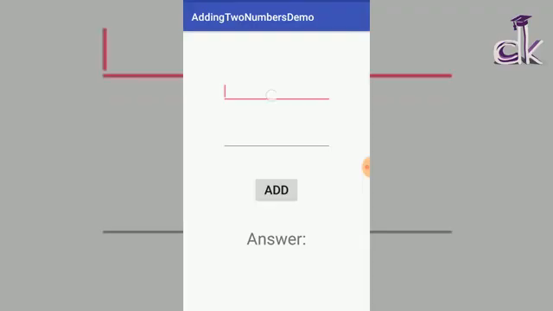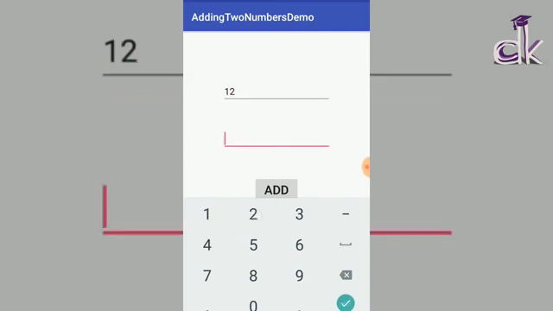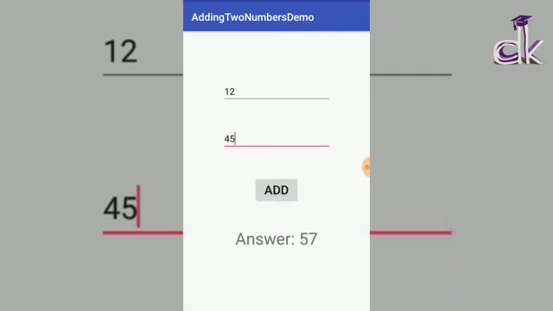In the app, when you click on the first edit text, you can see that it only allows you to input numbers because you have taken the numbers edit text. So you can go ahead and add some numbers here, and for the second I'm going to add 45. So click on add, and then you should see our answer displayed here. So this is a simple way in which you can make an app to add two numbers.